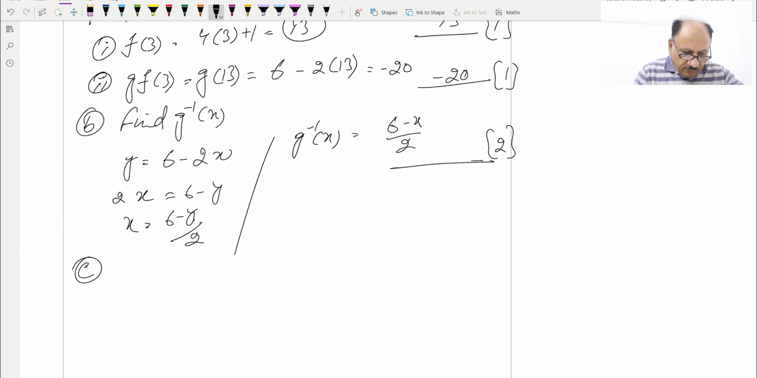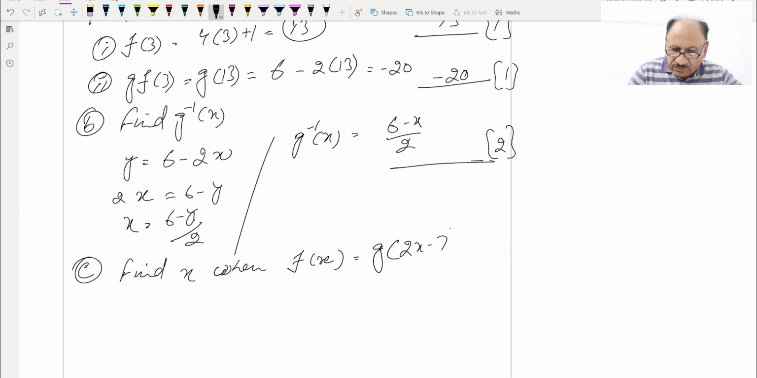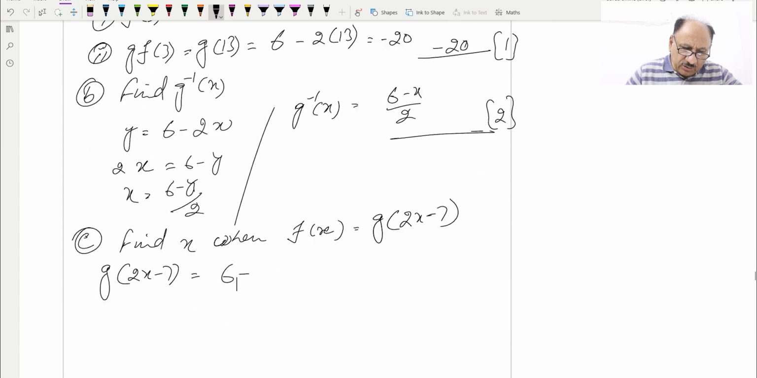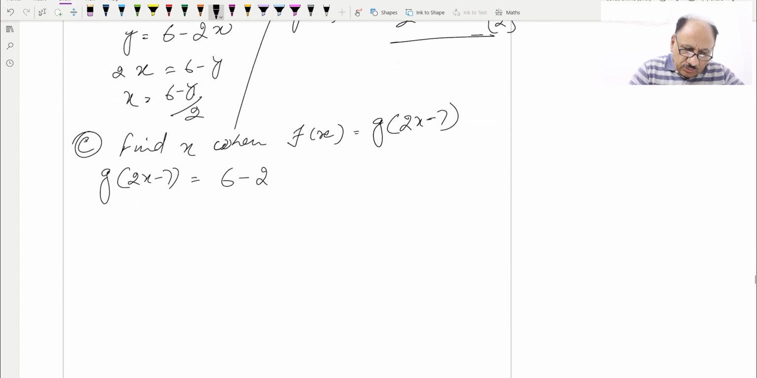they are saying find x when f of x is equal to g of 2x minus 7. So first we will find g of 2x minus 7. We have g of x, which is 6 minus 2x, so we can write 6 minus 2 into (2x minus 7). We will open the brackets.